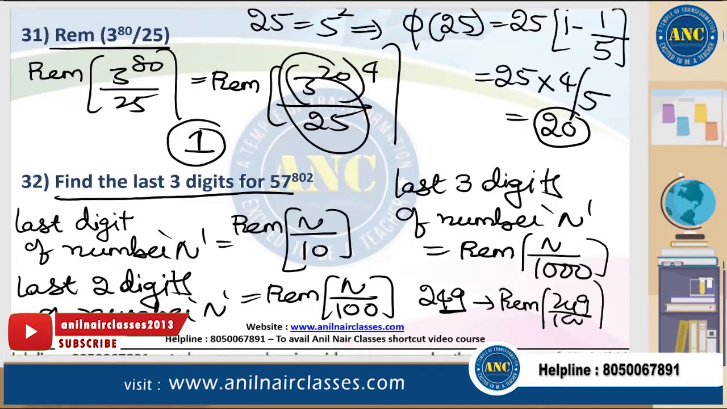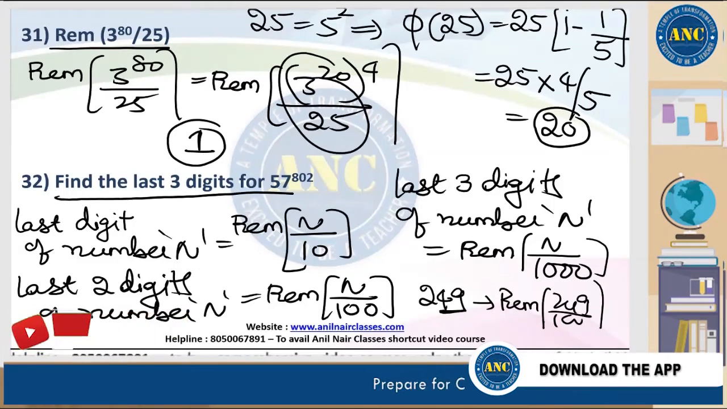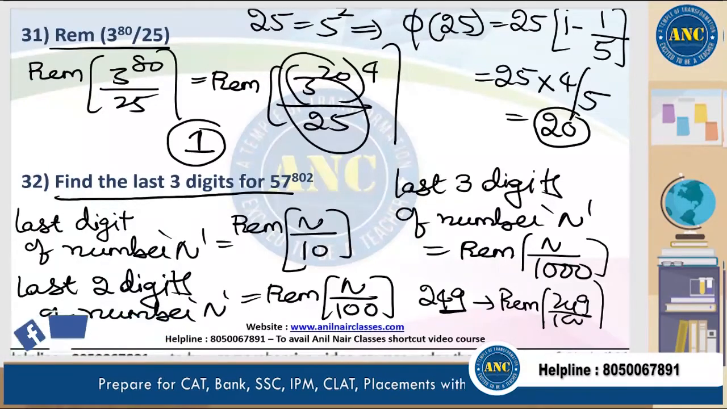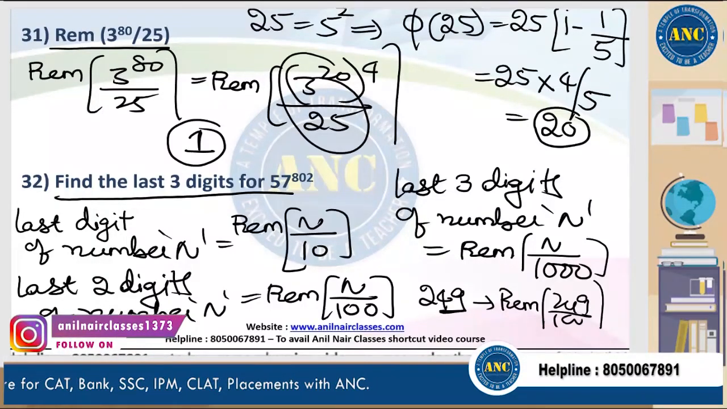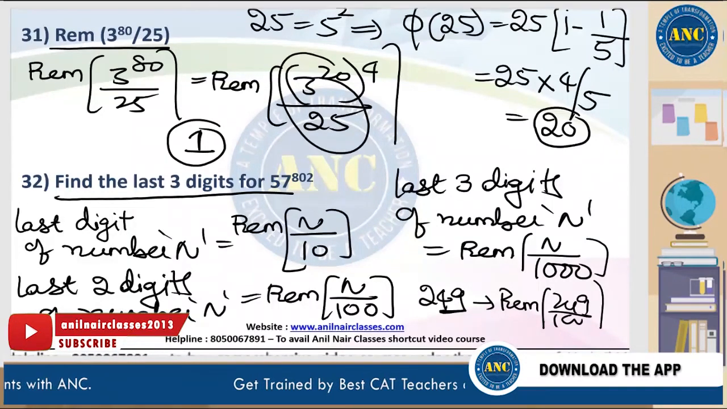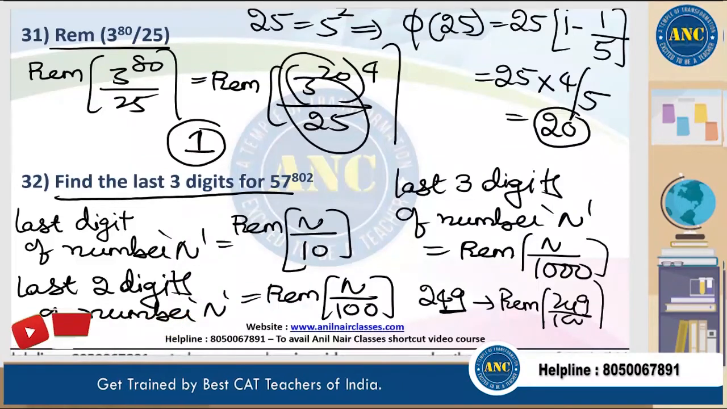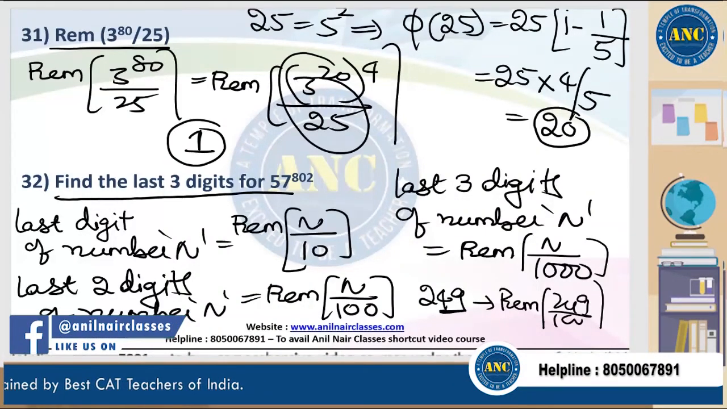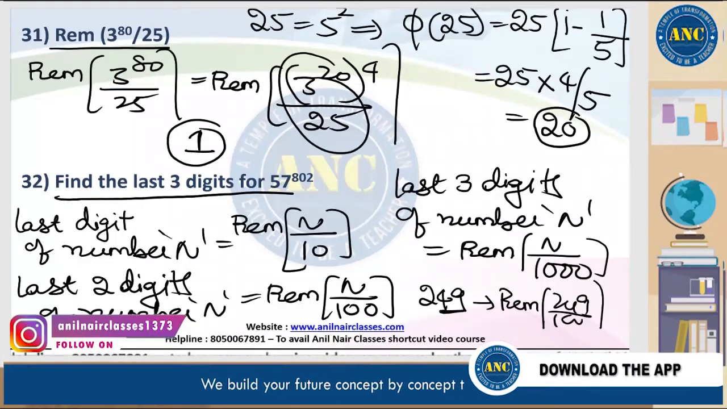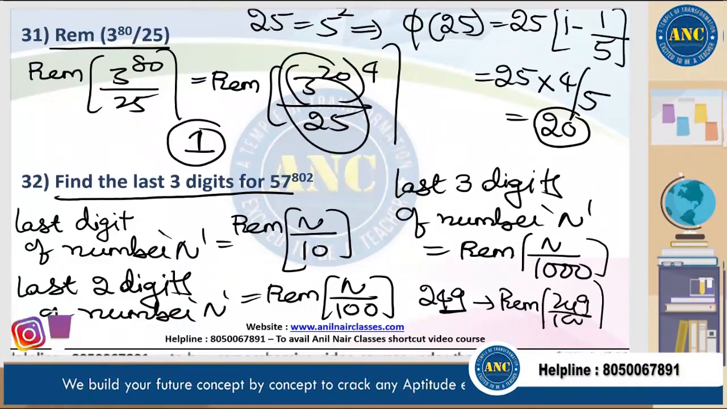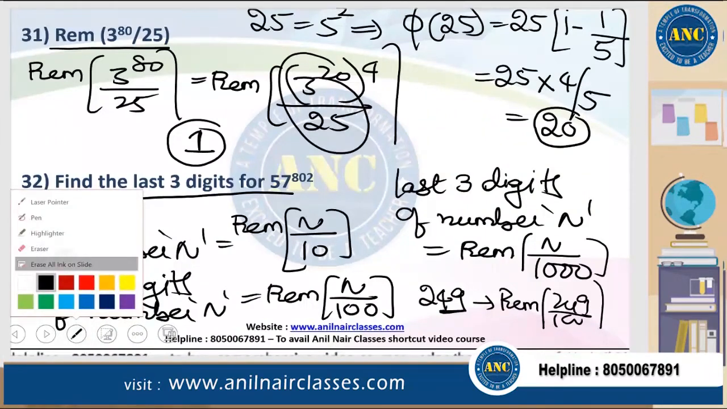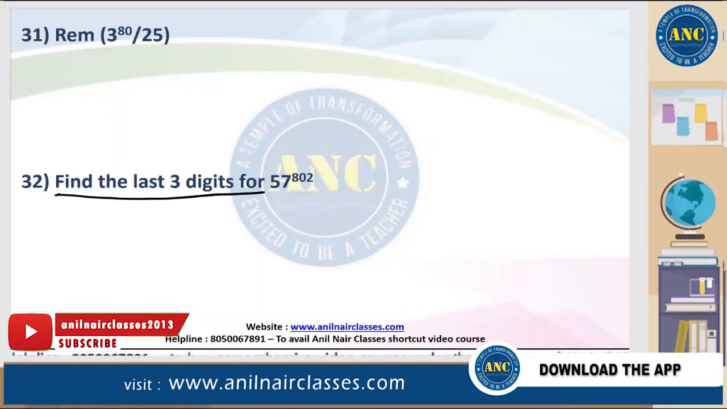Naveen, it is 1 because of Euler's theorem. I am sure that you missed it at the beginning of the class. You came after the class started. I discussed what is Euler's theorem. Based upon Euler's theorem, a power phi of x by x will become 1. Last digit, divide the number by 10, get the remainder. Last two digits, divide the number by 100, get the remainder. Last 3 digits, divide the number by 1000 and get the remainder. Right? This is the concept.